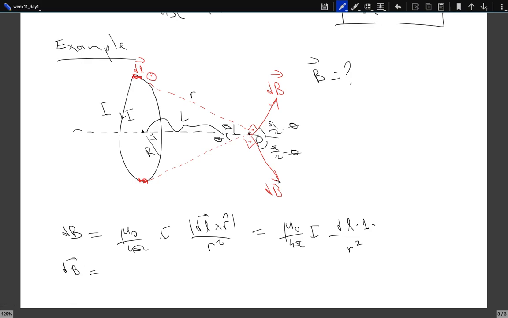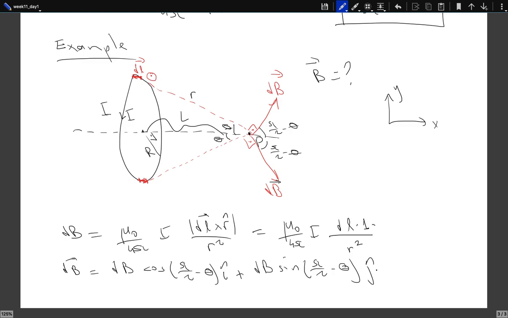Now, the vector dB would be the magnitude times cosine pi over 2 minus theta. Let me give some names to the axis: in the i direction, plus dB times sine pi over 2 minus theta in the j direction. But you see, since these two vectors have the same magnitude, they make the same angle with the horizontal, but in opposite directions. When I add them, their vertical components will just cancel. These j components will just cancel. I will end up having only the i components when I sum them all up.